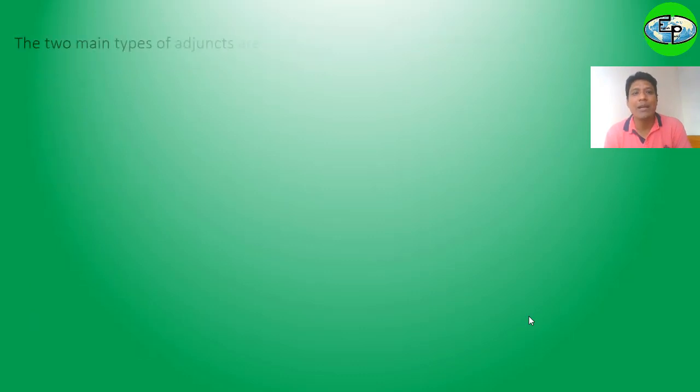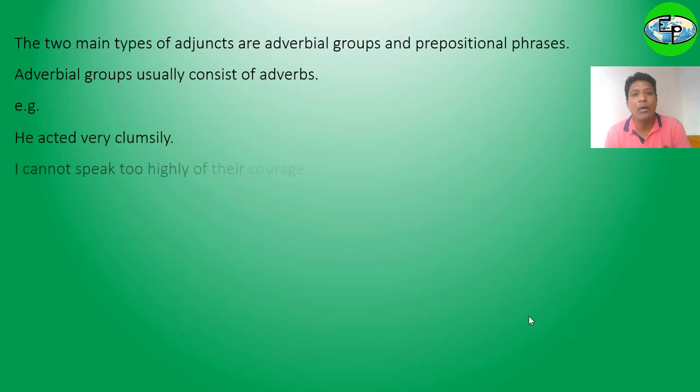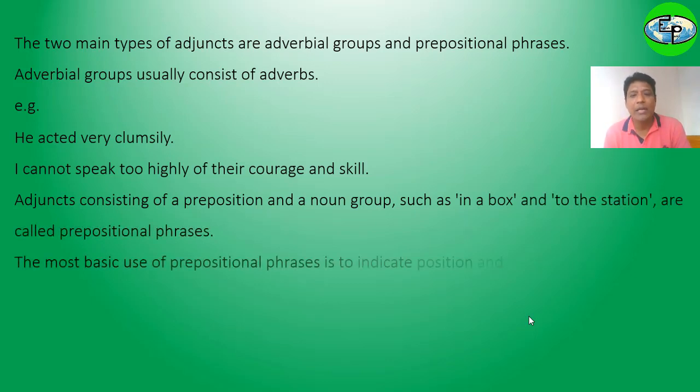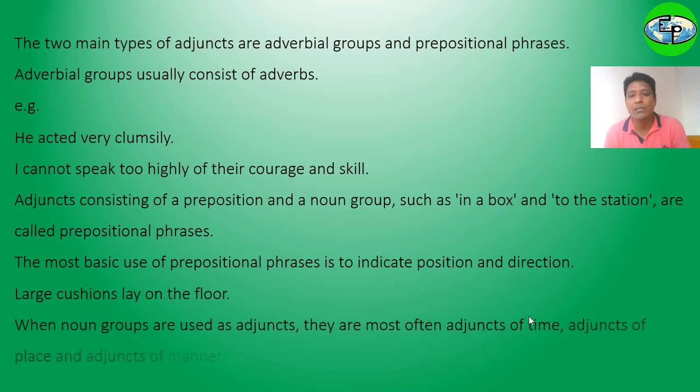The two main types of adjuncts are adverbial groups and prepositional phrases. Adverbial groups usually consist of adverbs. For example, he acted very clumsily. I cannot speak too highly of their courage and skill. Adjuncts consisting of a preposition and noun group, such as in a box and to the station, are called prepositional phrases. The most basic use of prepositional phrases is to indicate position and direction. Large cushions lay on the floor. When noun groups are used as adjuncts, they are most often adjuncts of time, adjuncts of place, and adjuncts of manner.